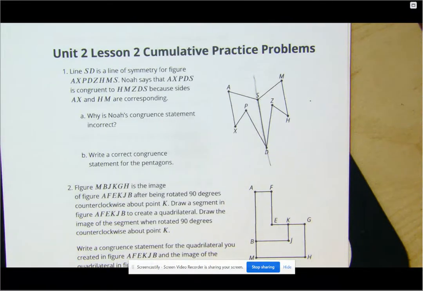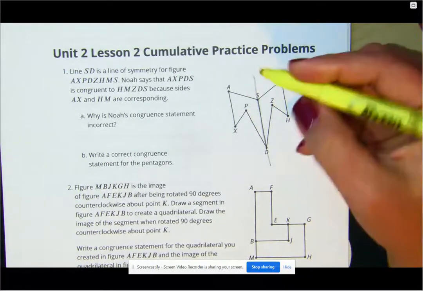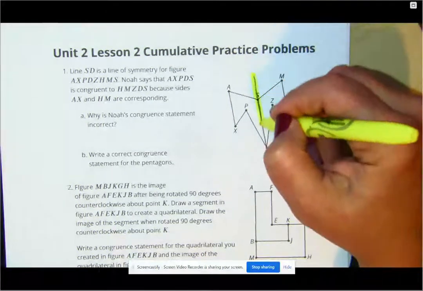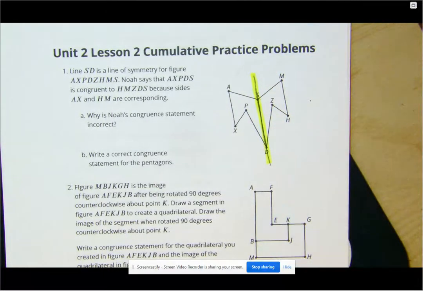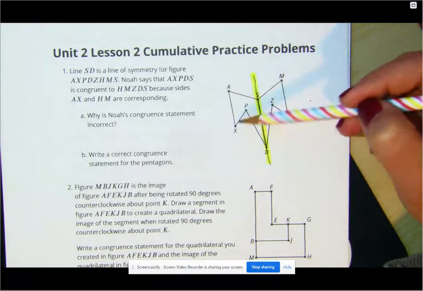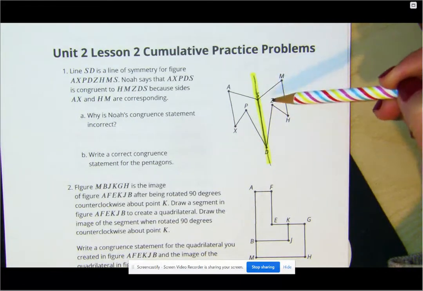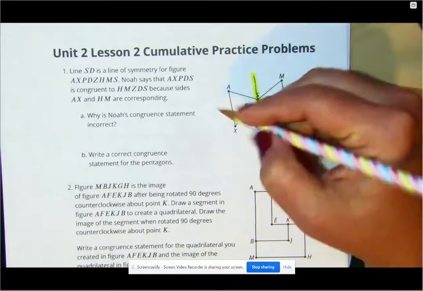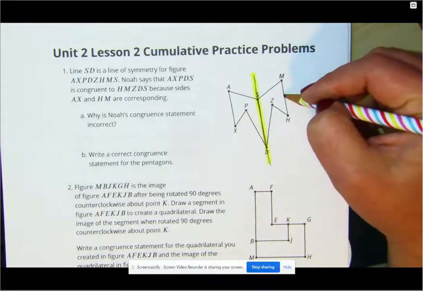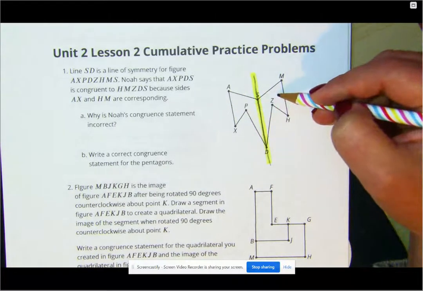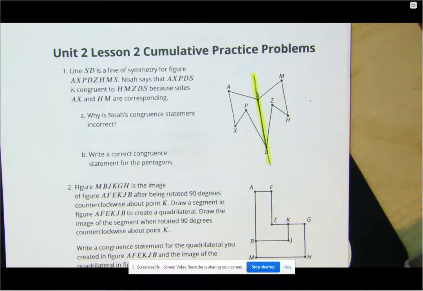So the first one says line SD is a line of symmetry for figure AXPDZHMS. That's a mouthful. Okay. And Noah says that AXPDS is congruent to HMZDS because these two sides are corresponding, right? This figure is congruent to this figure. Why is Noah's congruent statement incorrect?